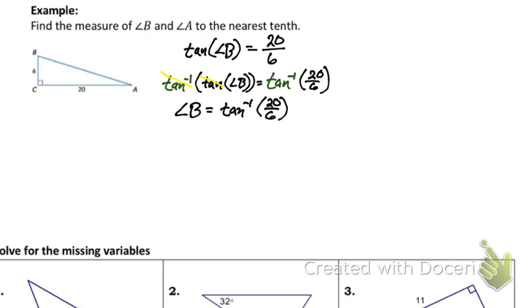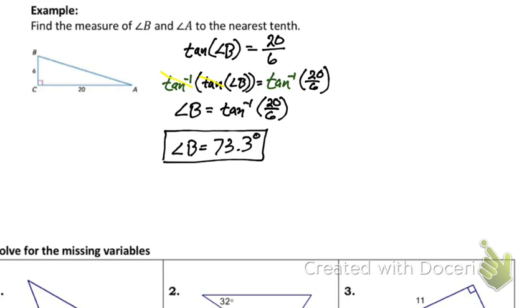Can someone tell me what they get to the nearest tenth? 73.3. Yep. Angle B equals 73.3. And since tan inverse spits out an angle, I should put a degree symbol on it because we're talking about an angle. That's one way to do it, and it's nice because we'll always remember that tangent equals opposite over adjacent.